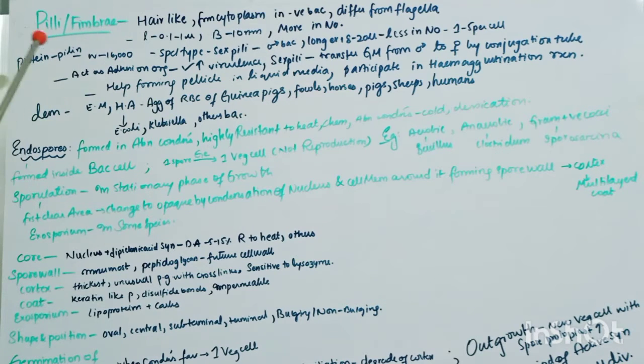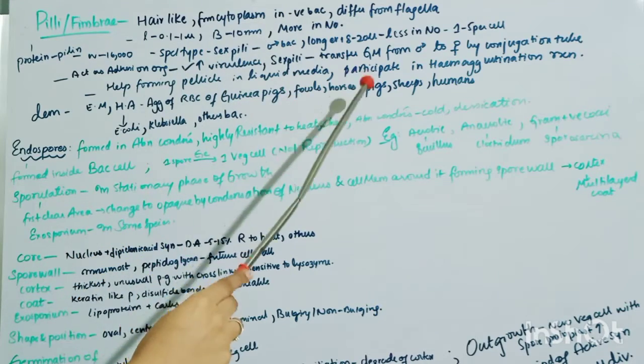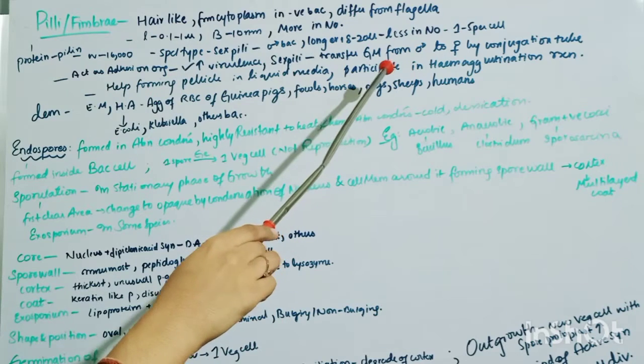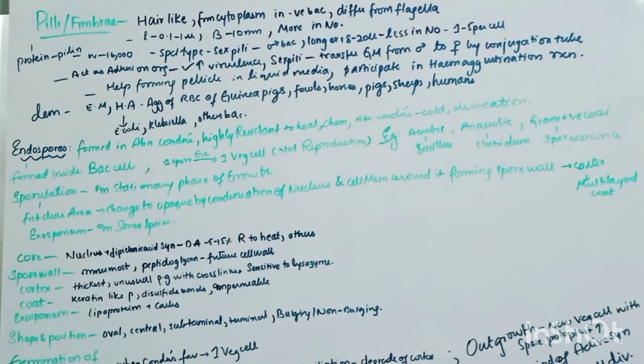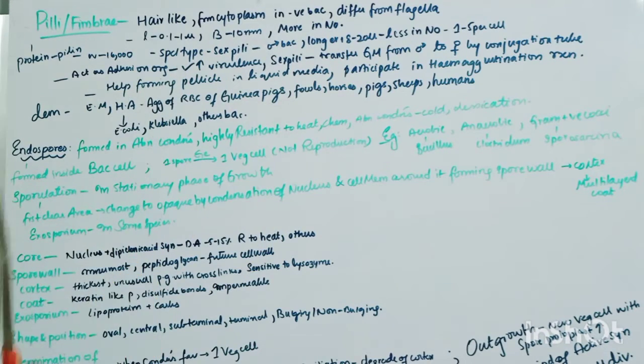In flagella, if you remember, it is flagellin, and its molecular weight is 16,000. There is a special type of pili called sex pili in the male bacteria, which are longer, 18 to 20 microns, and less in number, only 1 to 5 per cell. Normal pili are more numerous, but sex pili are only 1 to 5, and are present only in male bacteria.